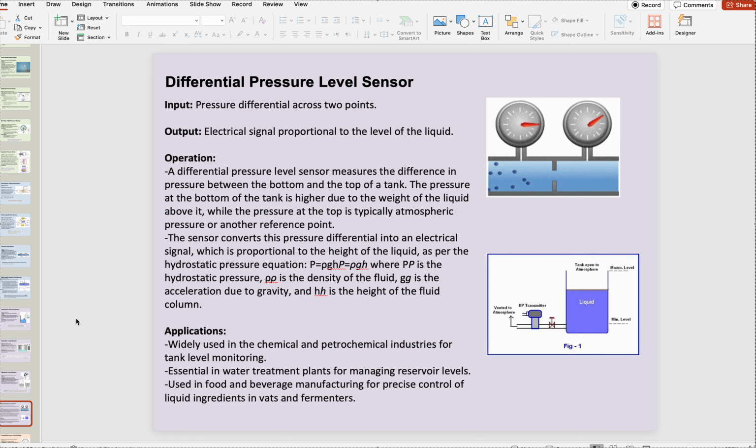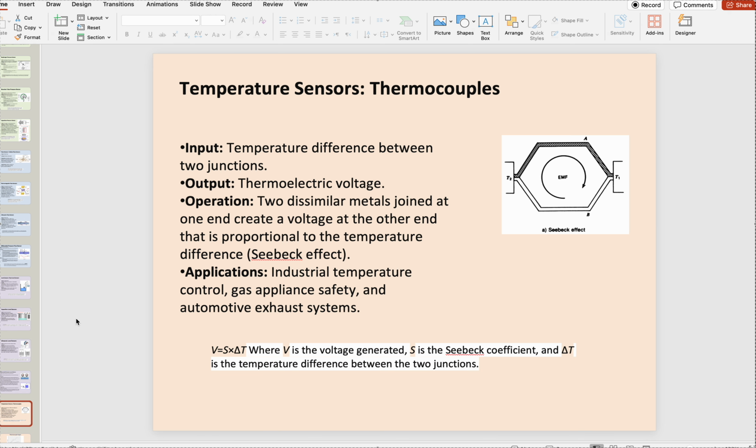These are more sensors. As you remember, pressure sensors have equations. This is the thermocouple, where there's an equation for the Seebeck effect, which is usually given to you. If you have the difference in temperatures, you just take the difference and multiply by the Seebeck coefficient to find the voltage.